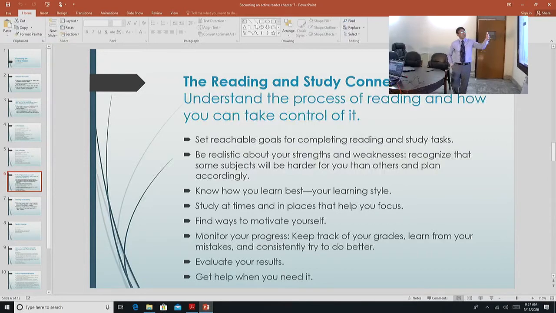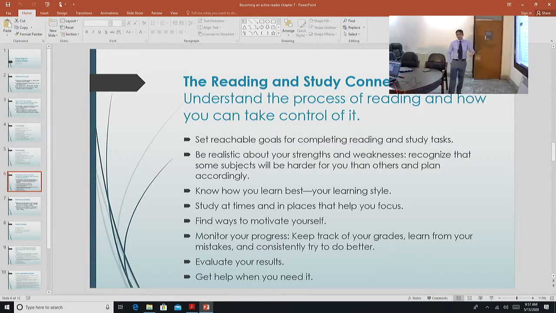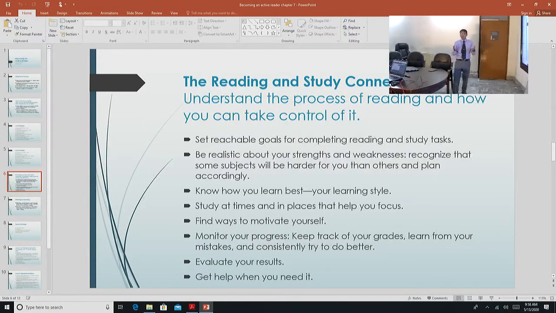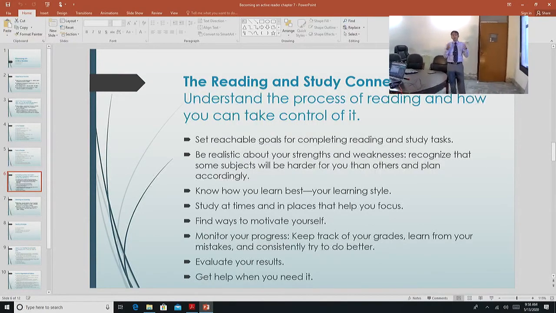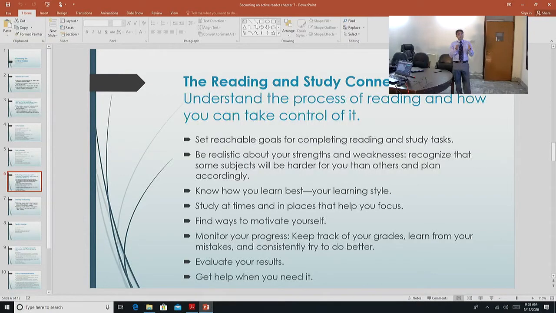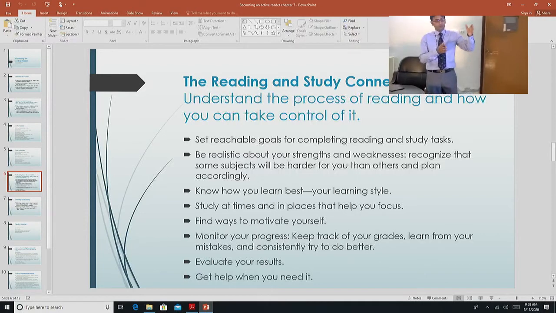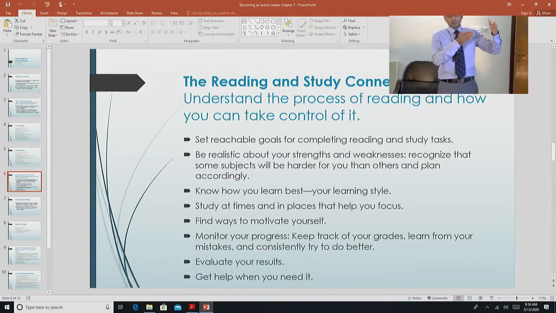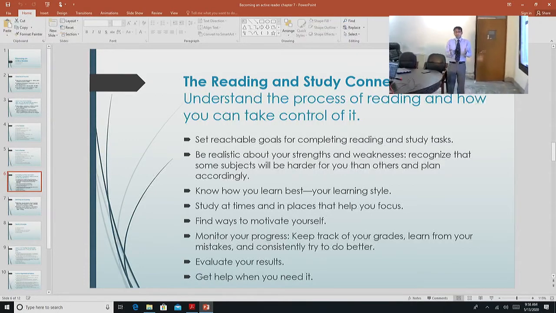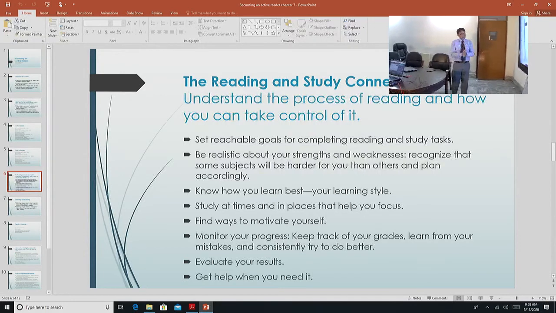So know how you learn best, your learning style. You should know your learning style. Whether you are visual learner or auditory learner or tactile learner, where you stand, what is your learning style? And in the previous chapters that we have gone through, Carol has already given a checklist. If you go through that checklist, you will come to know where you stand. And then plan your reading, study habits according to your learning style.